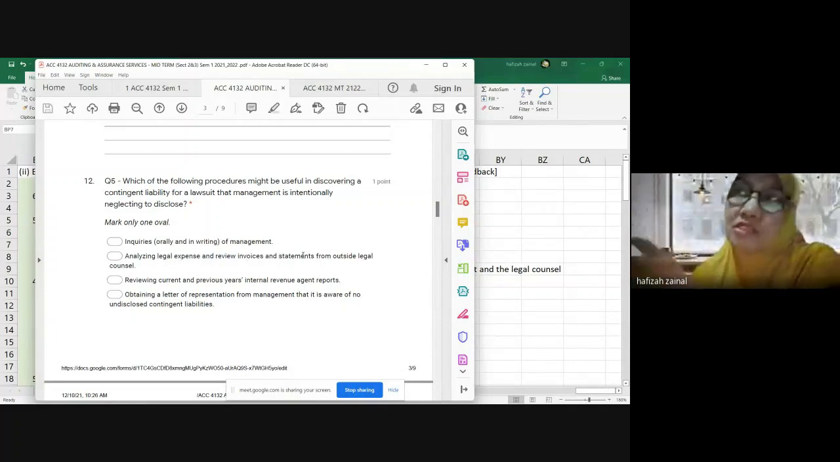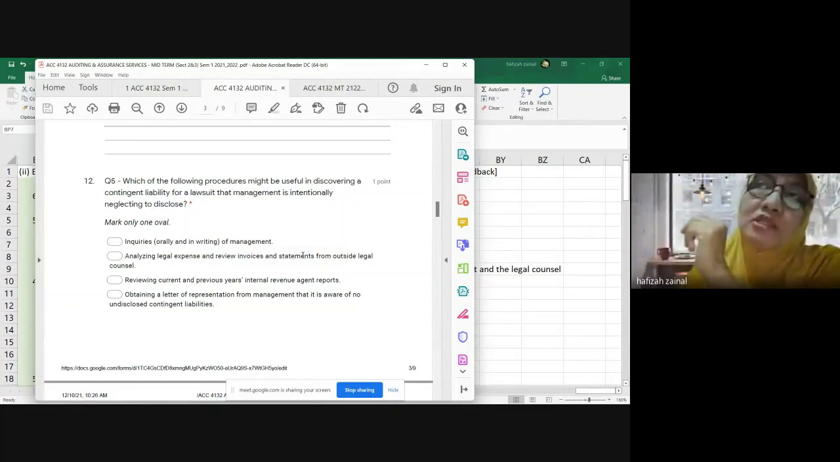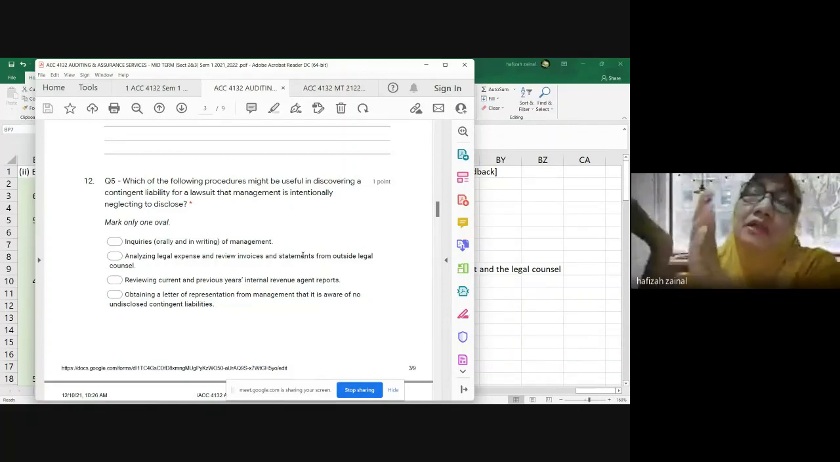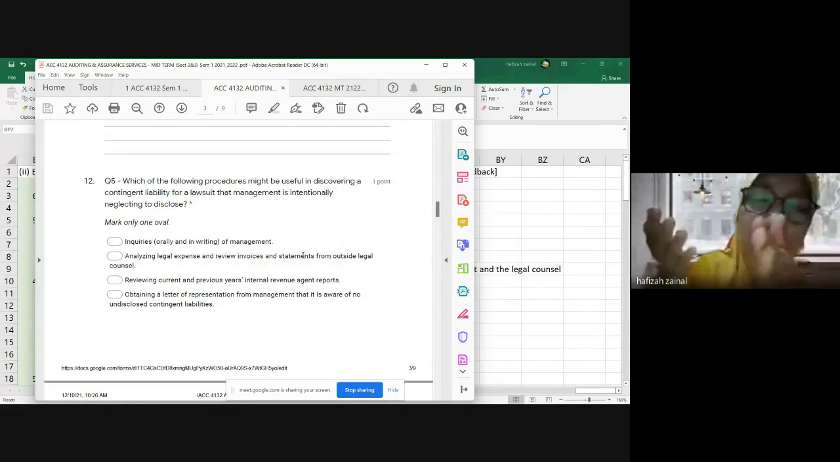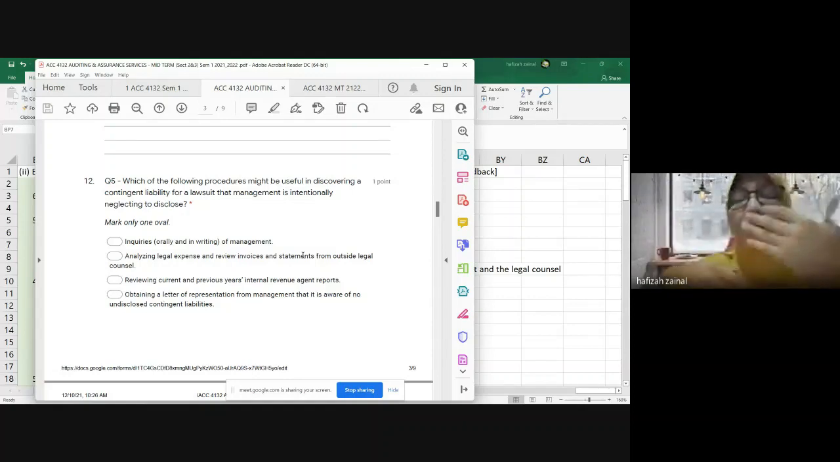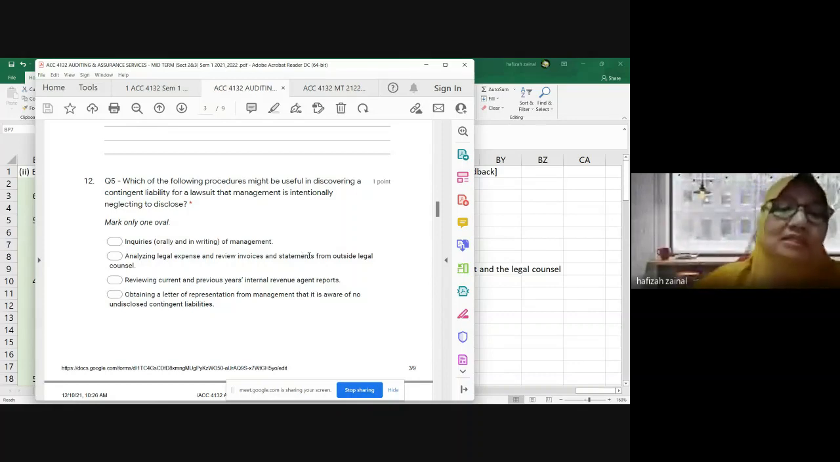Why do we check invoice and statement? Because the invoice would mention what the invoice is for. From there, you can see perhaps a dispute between this party and that party has been charged but has not been declared to the auditor. So that's why we go through the invoices and statements, because we want to double confirm all contingent liabilities have been notified to the auditor. That's the reason why we scrutinize legal expense.